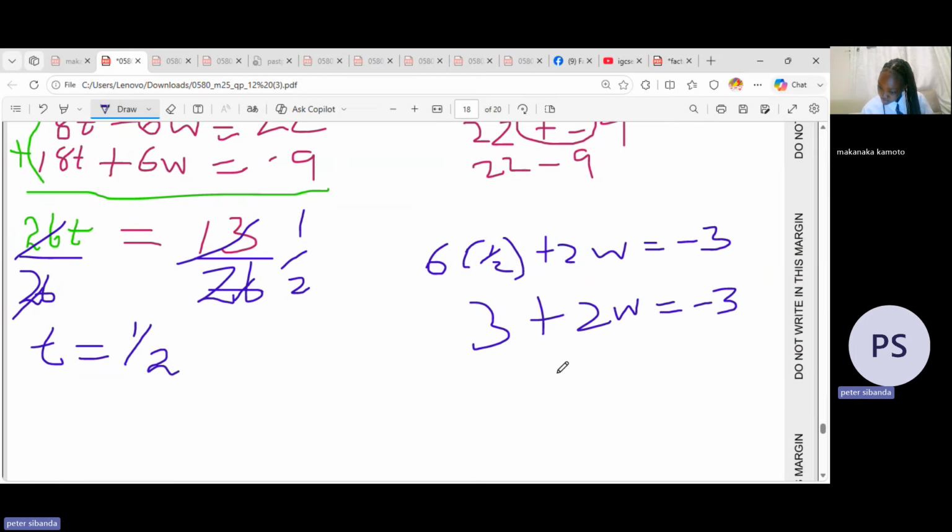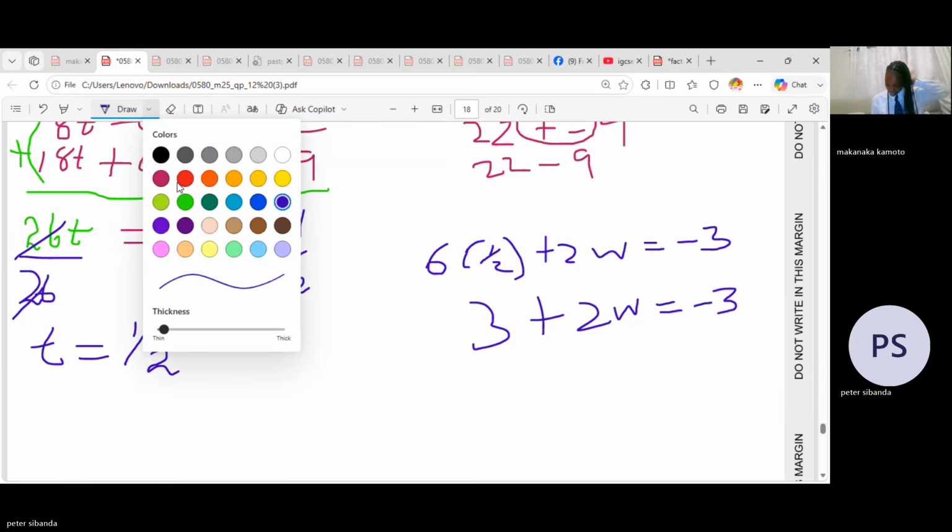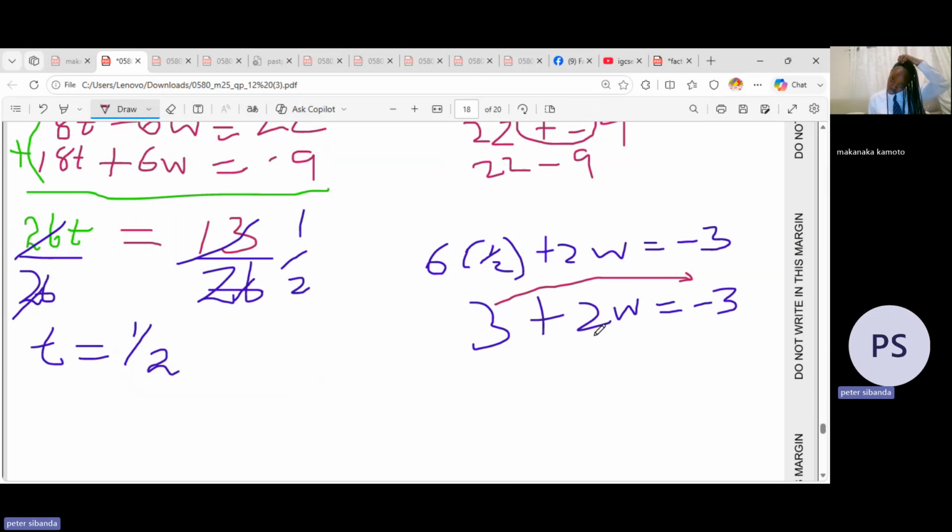And what do we do here? We then group like terms. Okay, so which one goes where? The +3 goes to the -3 side, so that we protect our positive 2w. We want to find w. So moving 2w wouldn't be wise, making it negative.